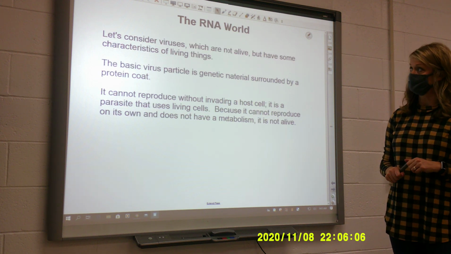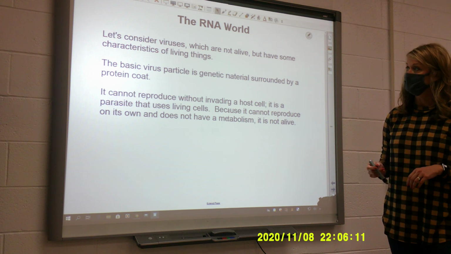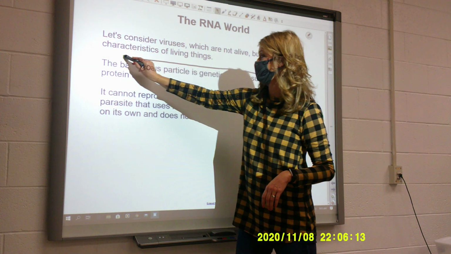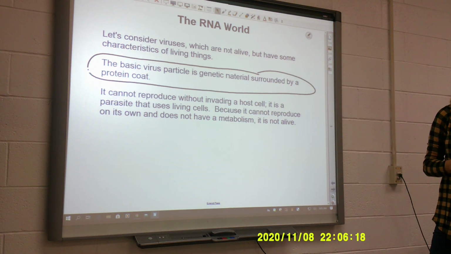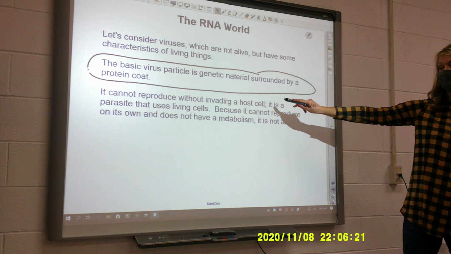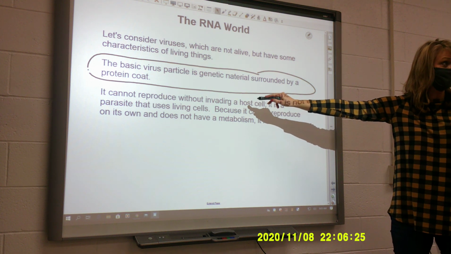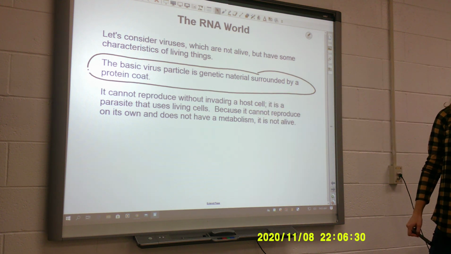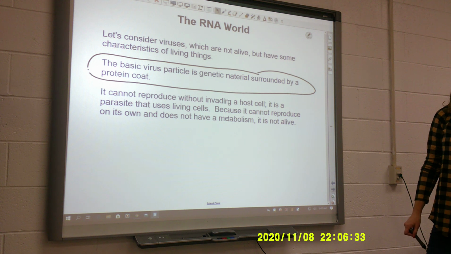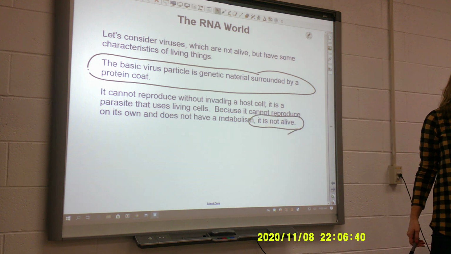Let's consider viruses, which are not alive, but have some characteristics of living things. The basic virus particle is genetic material surrounded by a protein coat. It cannot reproduce without invading a host. So a virus needs something to live off of. It can't live by itself without a host. It is a parasite that uses living things. Because it cannot reproduce on its own and does not have metabolism, it is not alive. So technically, a virus is not a living thing.